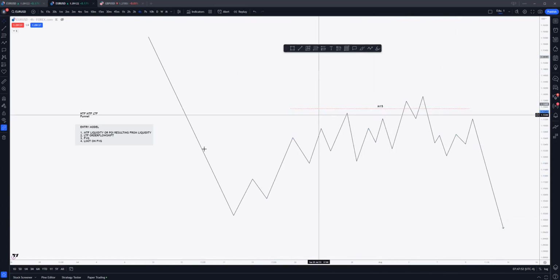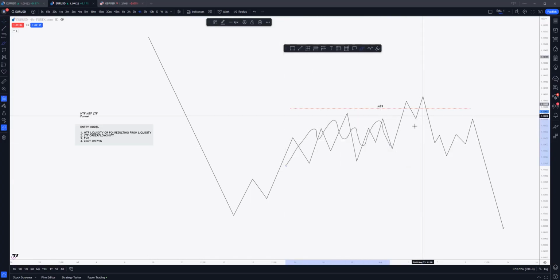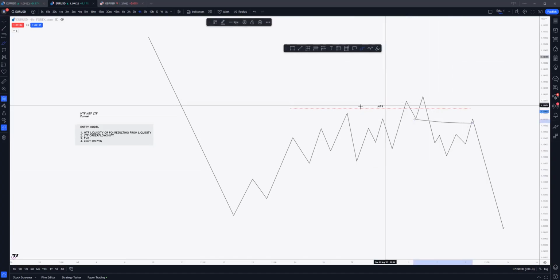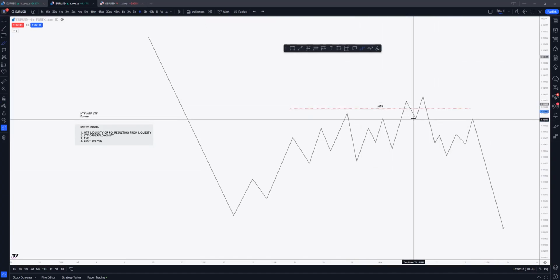It's that simple. So we don't have to account for what's happening into the POI, or what's happening out of it. All we have to do is come into a medium time frame area of liquidity, and give us an FVG.